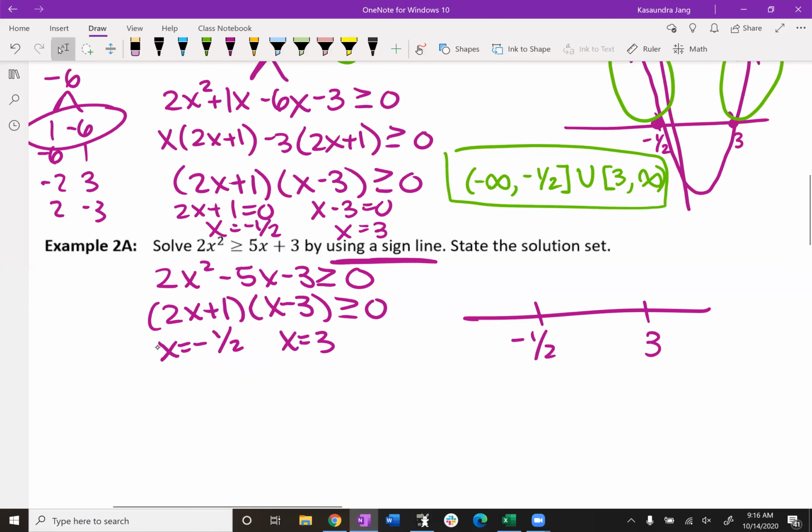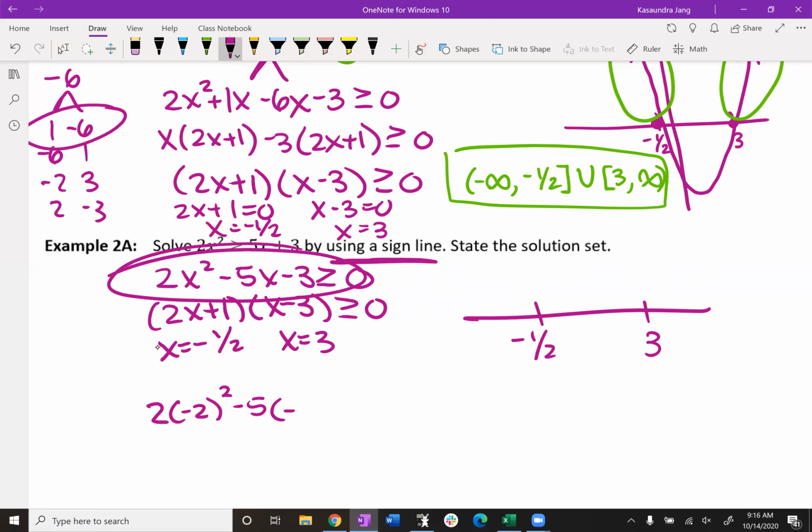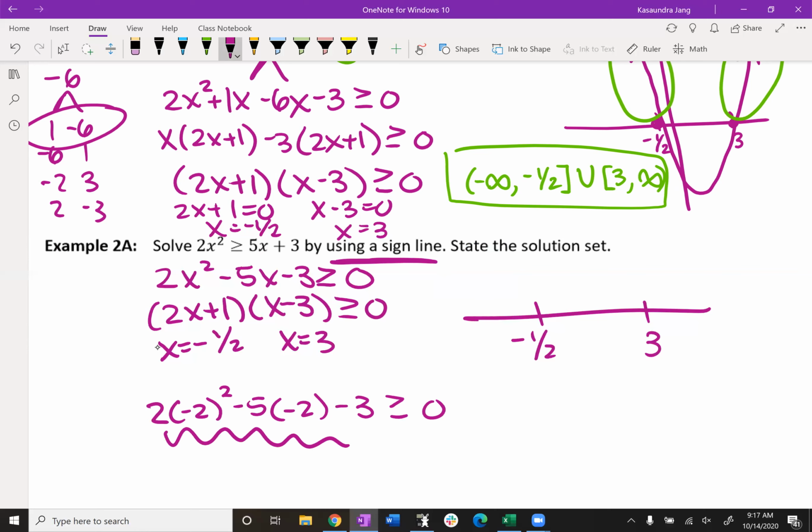All right, so let's test this lowest section here. Francisco, pick something less than negative 1/2. I don't really care what it is, just something less than negative 1/2. Negative 2, sure. So I'm going to put the negative 2 into my inequality here: 2 times negative 2 squared minus 5 times negative 2 minus 3. Is that, or is it not, greater than or equal to 0? You can do it in your mind, you can put it in the calculator, whatever. I don't even care what this number is. I just care if it's greater than or equal to 0.